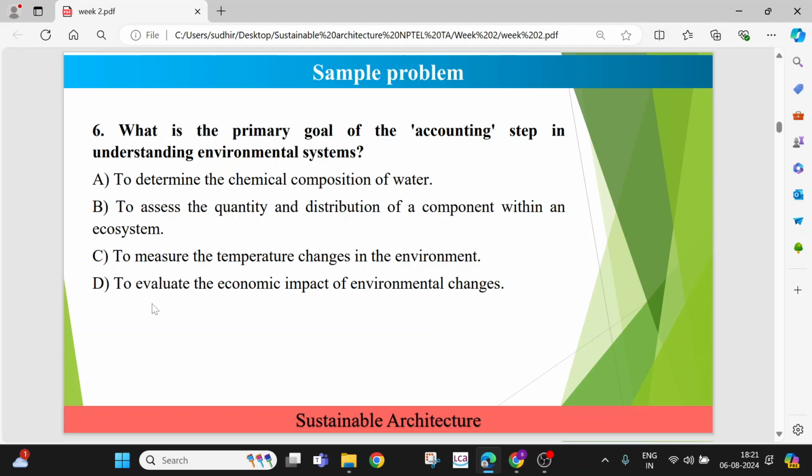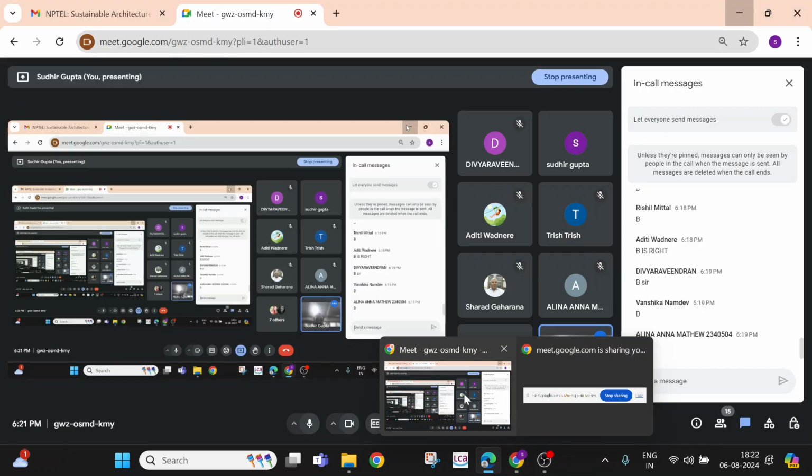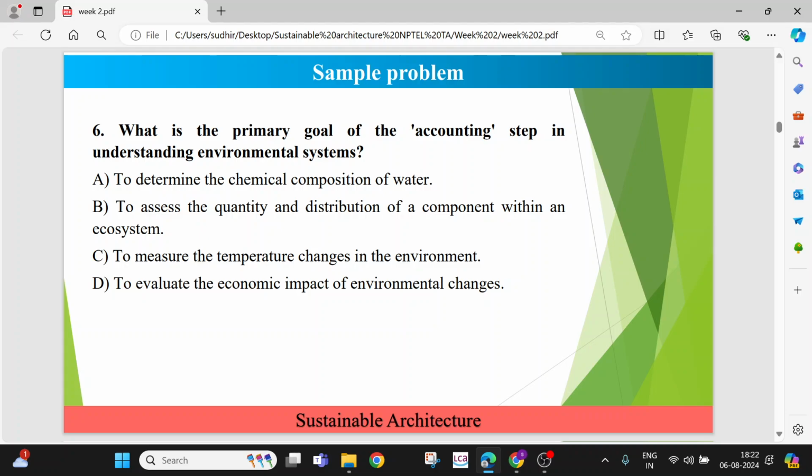And the rest of them who are saying B and A, they should know that the accounting step involves identifying how much of the particular component such as water is present in different parts of the ecosystem and understanding its current state. That's why it helps in assessing the available resources and their distribution, as it is mentioned in option D. So now is it fine for all of you that as per the accounting step option D will be the correct answer, not option B?